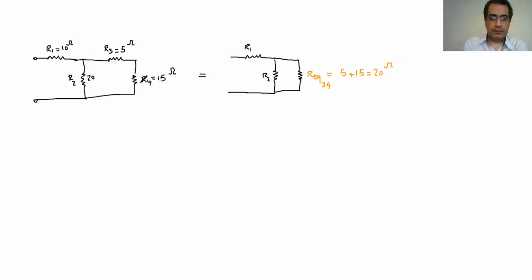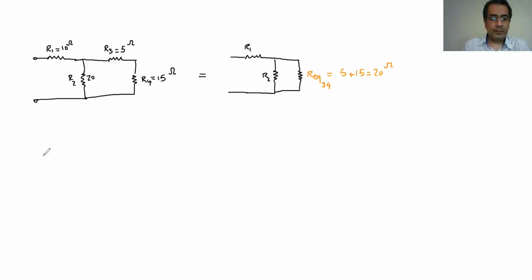So these two are in series. Again, R1 and R2 we leave alone. Because these two are in series, we add them together, 5 plus 15, and we have 20 ohms. Now that we have this REQ for 3 and 4, and R2, these two are in parallel. The R1 is neither parallel nor in series with either R2 or REQ, but these two are in parallel.